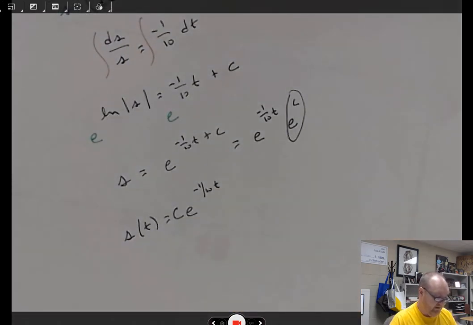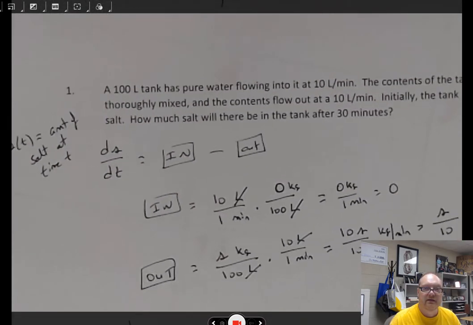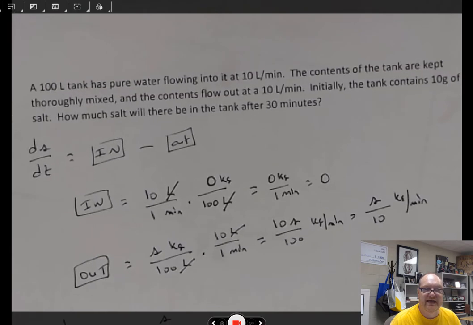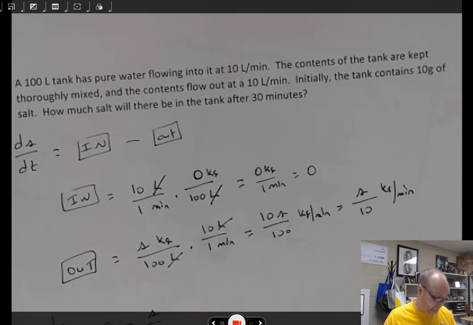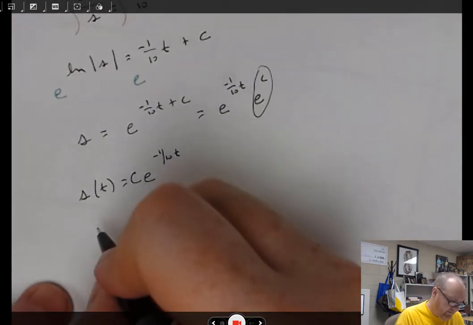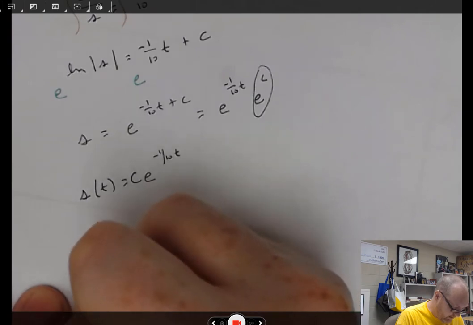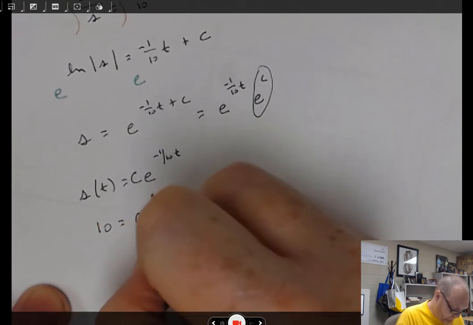So let's see if we can make use of some initial conditions. So back in my problem, it says initially the tank contained 10 grams of salt. It was already in the tank at time equal to 0. It's not flowing in. Pure water was flowing in. So I know that there's 10 grams of salt whenever t is 0.